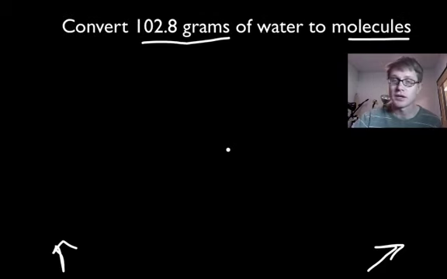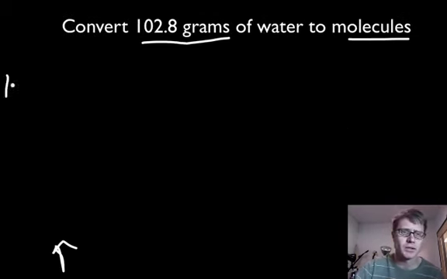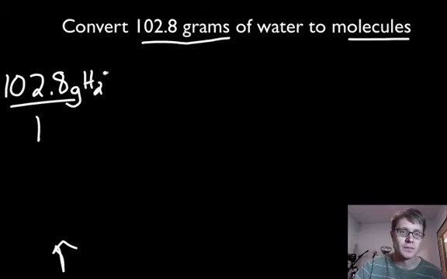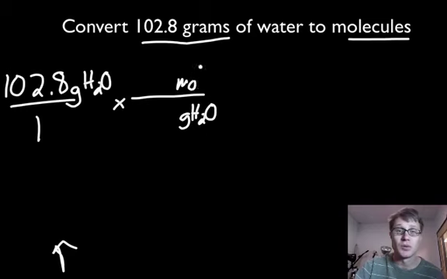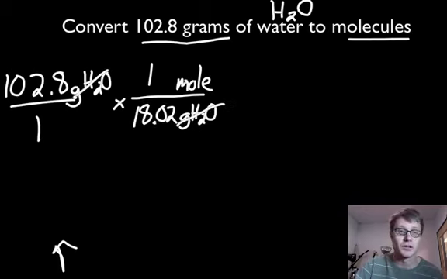Here we go. So first thing I'm going to do is write out what I start with. That's 102.8 grams, and I'm going to put that over 1. This is H2O. Now I'm going to multiply that times grams of H2O on the bottom because I want to get rid of that. And I always have to go to the mole. Mole's always going to be in the middle, so I'm going to put moles on the top. I know 1 mole, and we've already done the water one, H2O. We already said that that is 18.02 grams of water. So now my grams of water would cross out.